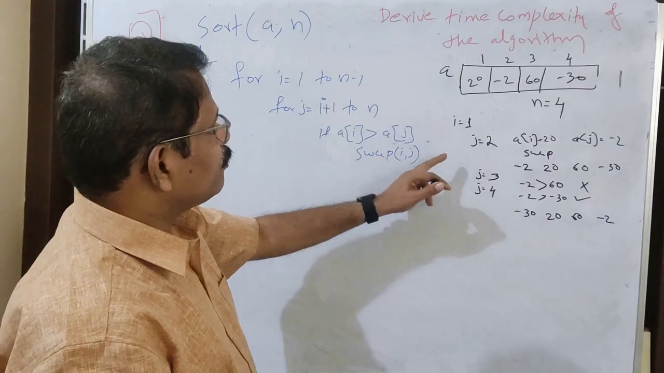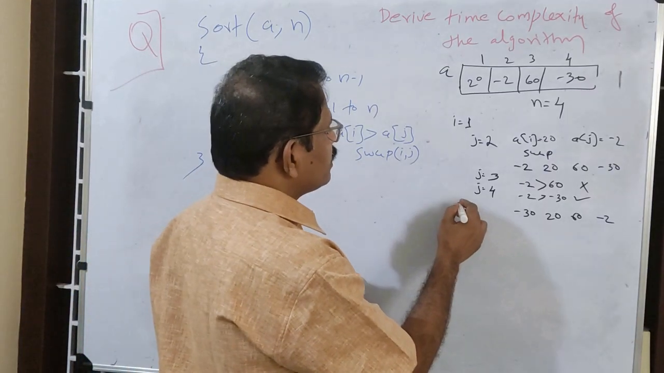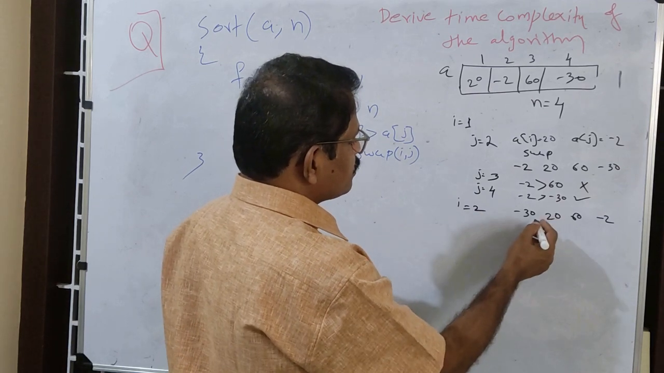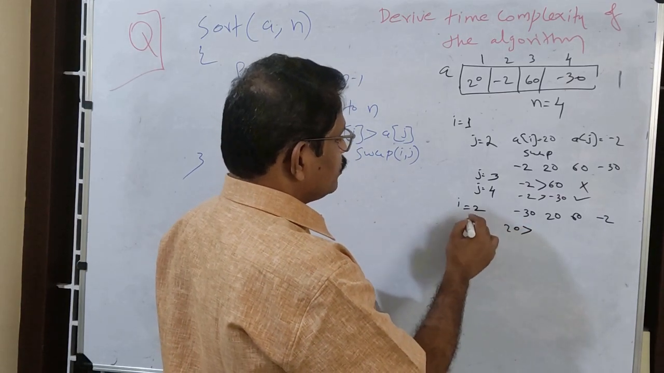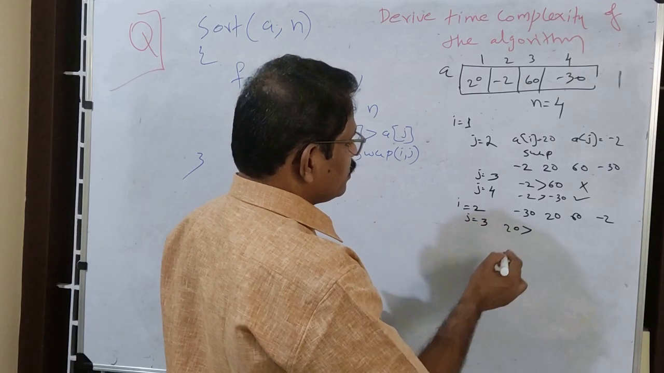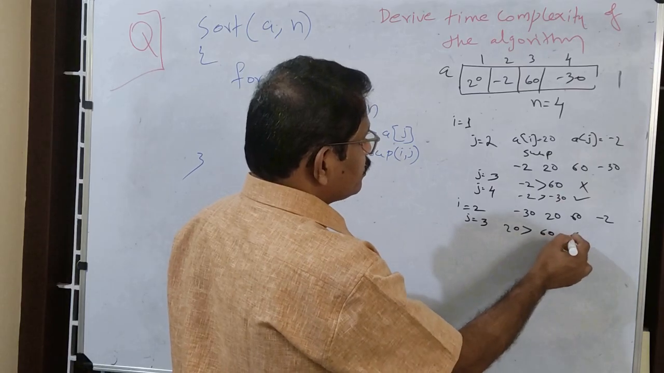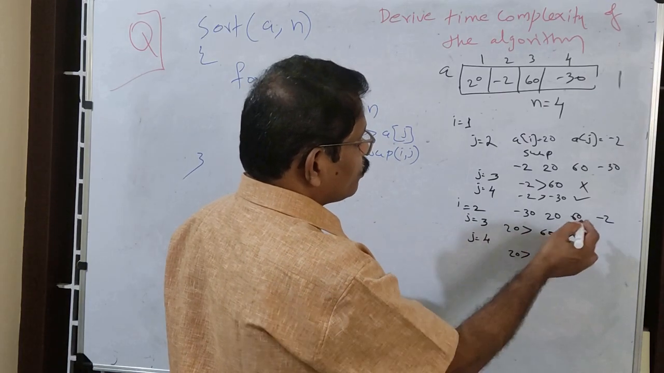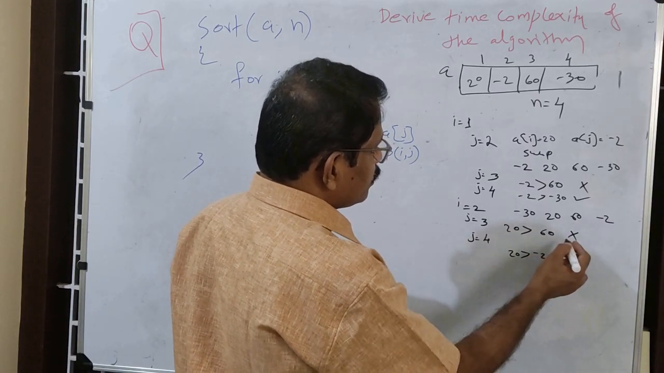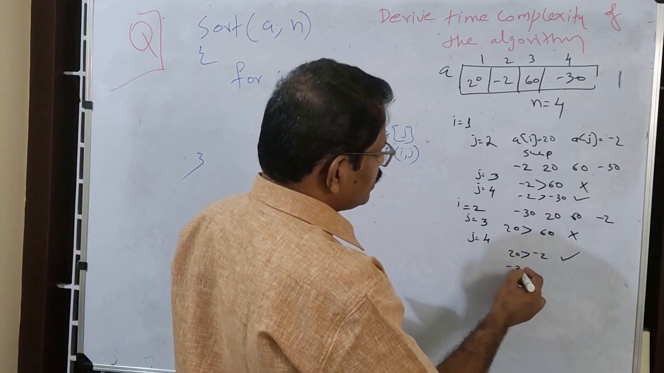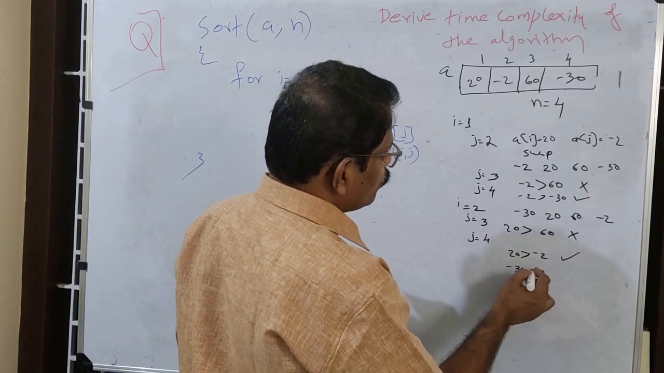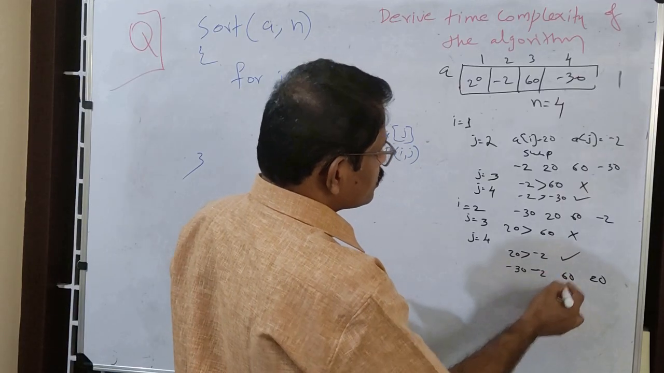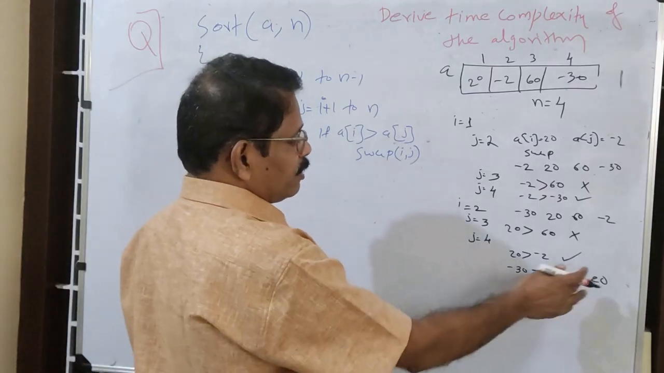Okay, J is over, I plus 1 to n. I will take the next value, I equals 2. Then it will compare A of I, that is A of 2, that is 20, is greater than A of J. J will take the first value, I plus 1, that is 3, the third element, that is 60. This is wrong, no swapping. J will take its next value, again 20 greater than the fourth element, minus 2. It is correct. Those two elements will be swapped. Then minus 30, then minus 2, and this 20 goes here, and 60. This will be a new arrangement of the elements in the array.